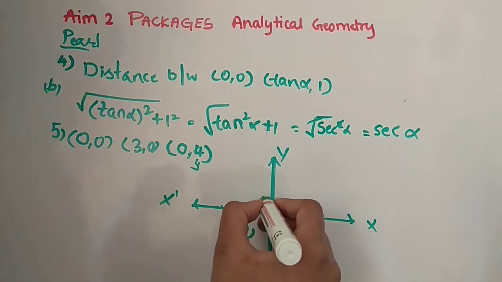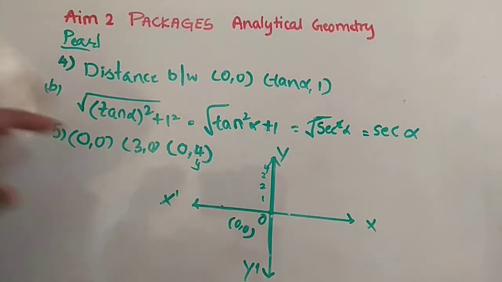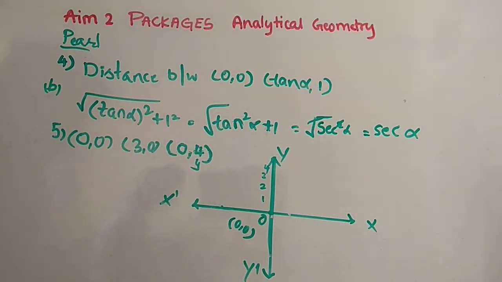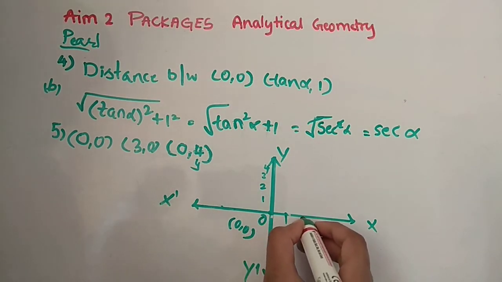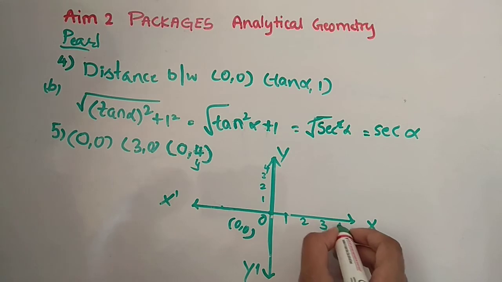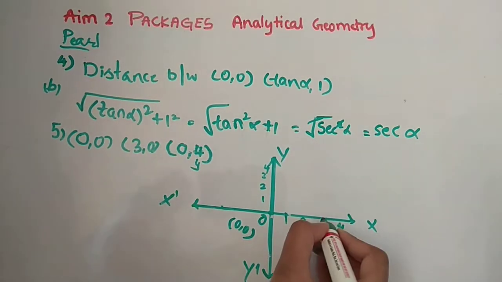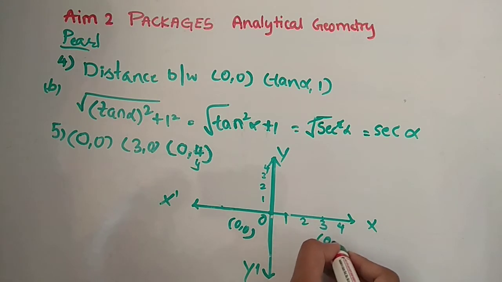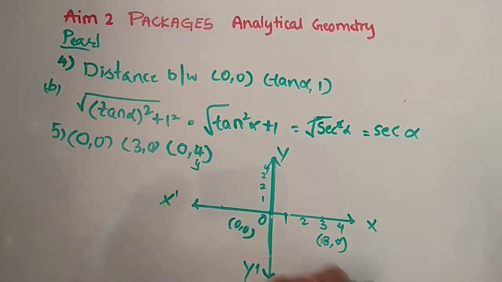Now here comes 1, 2, 3, and 4. Imagine all are not equal over there, but you should be imagining it. Now here 1, 2, 3, 4. Now from which point they asked, first is 3, 0, which means this point is 3, 0. Correct, right? Next.